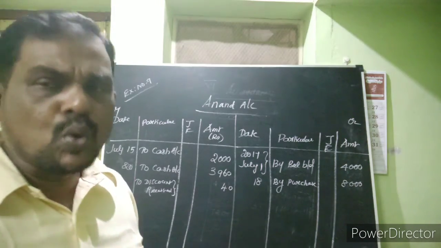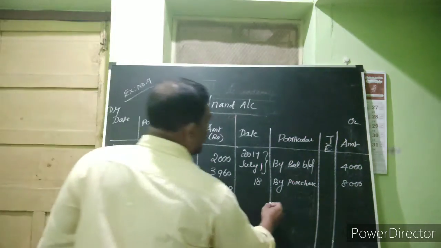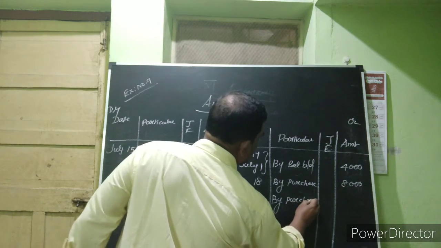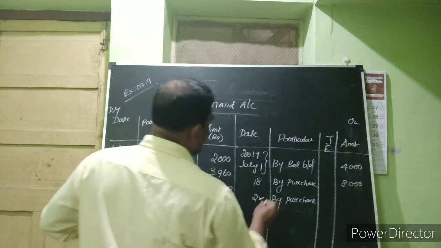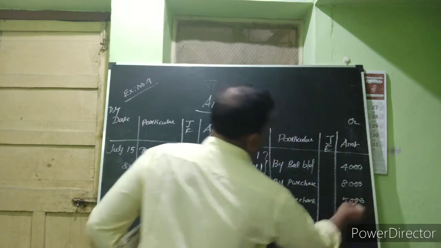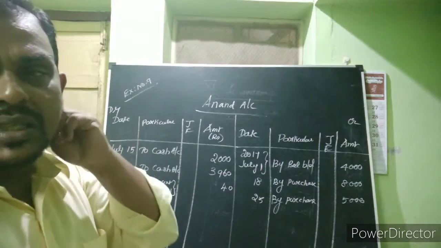Purchase account debit to Anand account. Now Anand account is on the credit side. So by purchase. What is the date? Date is 25. What is the amount? Amount is rupees 5,000. Now all the journal entries are over. Now we have updated all the journal entries.